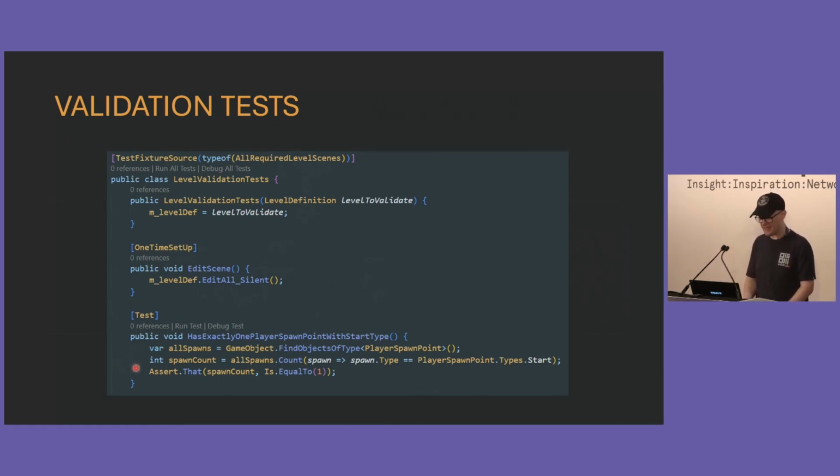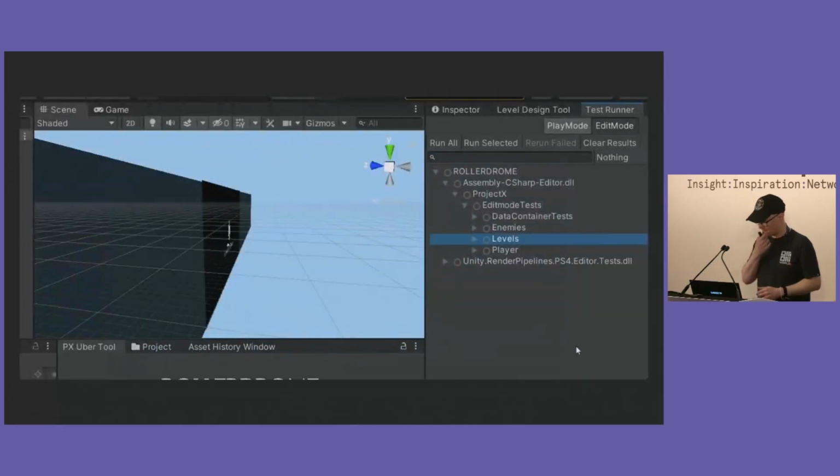And then we can finally run a test. All of that boilerplate and setup. Here's the 3 lines of interesting stuff. You only have to do all this stuff once. We're going to find all the spawn points and make sure the spawn count is equal to 1. That's it. And when you run it, that looks a little bit something like this.